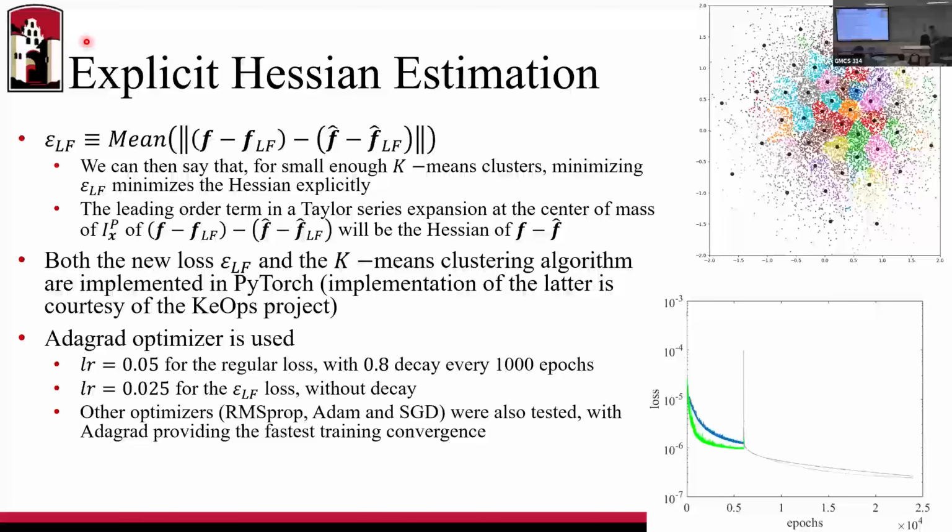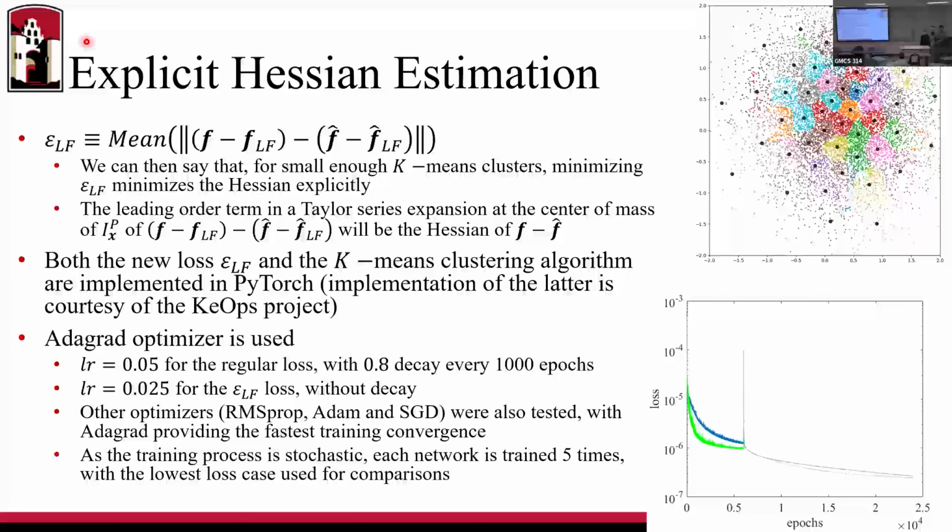Okay, and then for the explicit Hessian loss, we use half of that learning rate without the decay. And here we're using Adagrad, but other optimizers were also considered, such as RMSProp, Adam, and SGD. Those are the classic ones in machine learning. And Adagrad just happens to provide the fastest neural network training convergence. And as I said, as the training process is stochastic, each network is trained 5 times, and we pick the case that gives us the lowest loss for comparison.